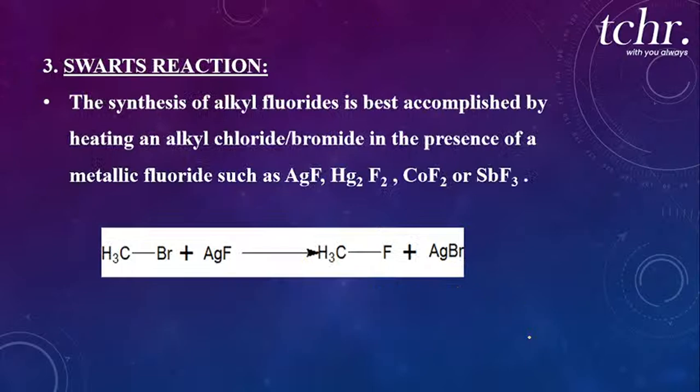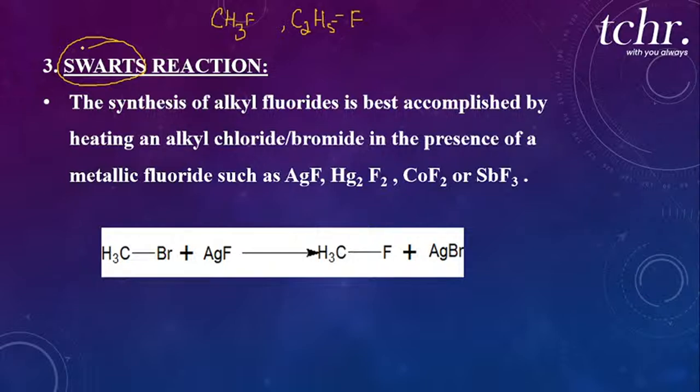So if I need to prepare iodoalkane, I will immediately go for the Finkelstein reaction. Then what if I need to obtain fluoroalkanes? I have to prepare fluoroalkanes like CH3F, fluoromethane, or C2H5F, fluoroethane. One of the important and best methods to prepare fluoroalkane is the Swarts reaction. This is also a naming reaction, a well-known method to prepare fluoroalkane.